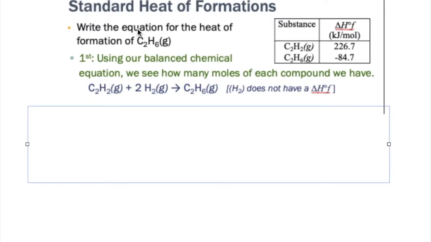If they do give you the number and they want you to calculate the change in enthalpy, all you have to do is subtract the products from the reactants. So let's say we want the heat of formation of C2H6. All we're going to do is look at the table that they usually give to us and look at the numbers, and then when we create our equation, we just put the heat of formation for each one of them and subtract them.